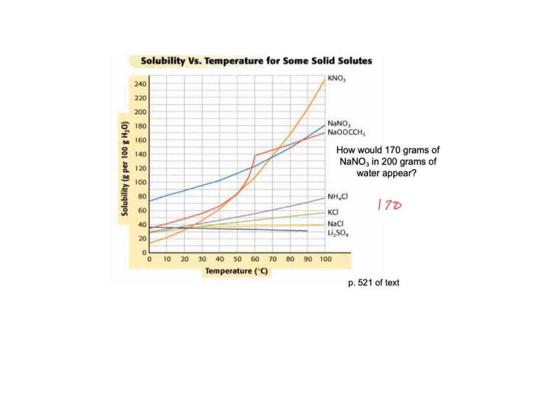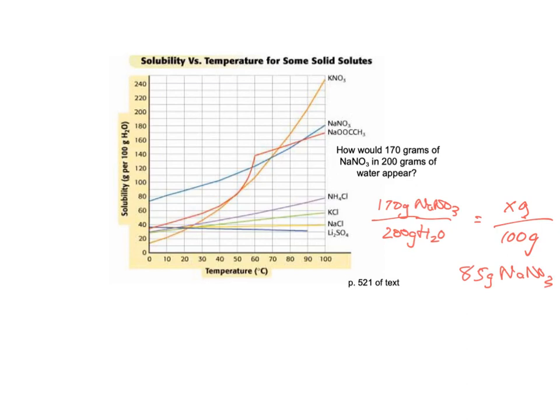So for every 170 grams of my NaNO3, I've got 200 grams of water, and we'd set that equal to, okay, how many grams would that be over 100? And what we would find is that instead of 170 grams, to use this table, we would just say 85 grams of our solute, of our NaNO3, is going to dissolve.